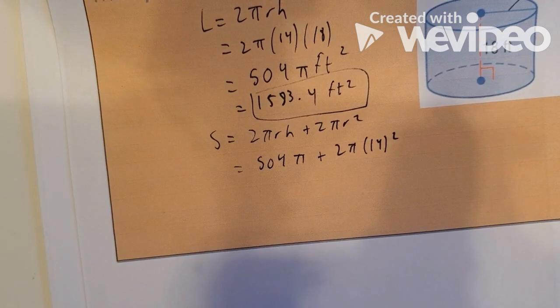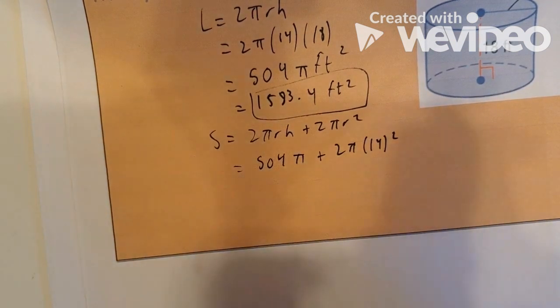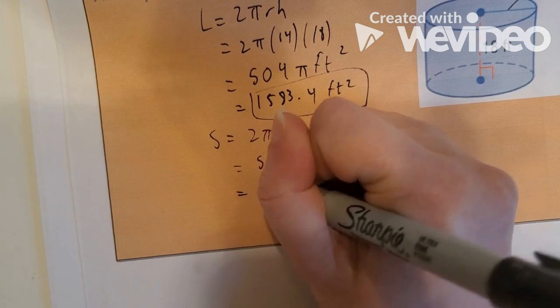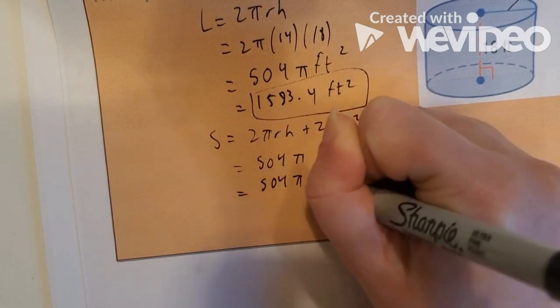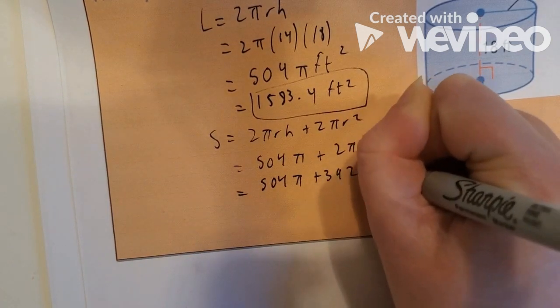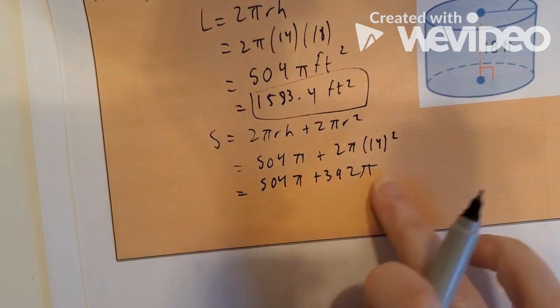So 14 squared is 196, times 2 is 392. So this is 504 pi plus 392 pi. You can combine these because they both have a pi.